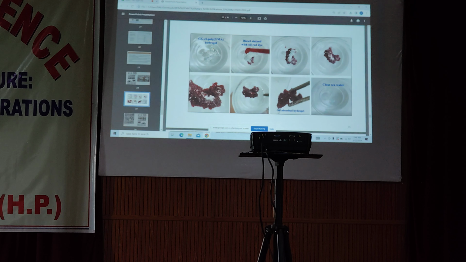As you see in the picture, as soon as we put a drop of oil, which we dyed with red dye so that we can see the changes, it gets attracted and absorbed. The best part of this material is that we can recover the oil out of it, and then we can use it many times. Reusability is also something we can expect from this material. It gives a very good result.